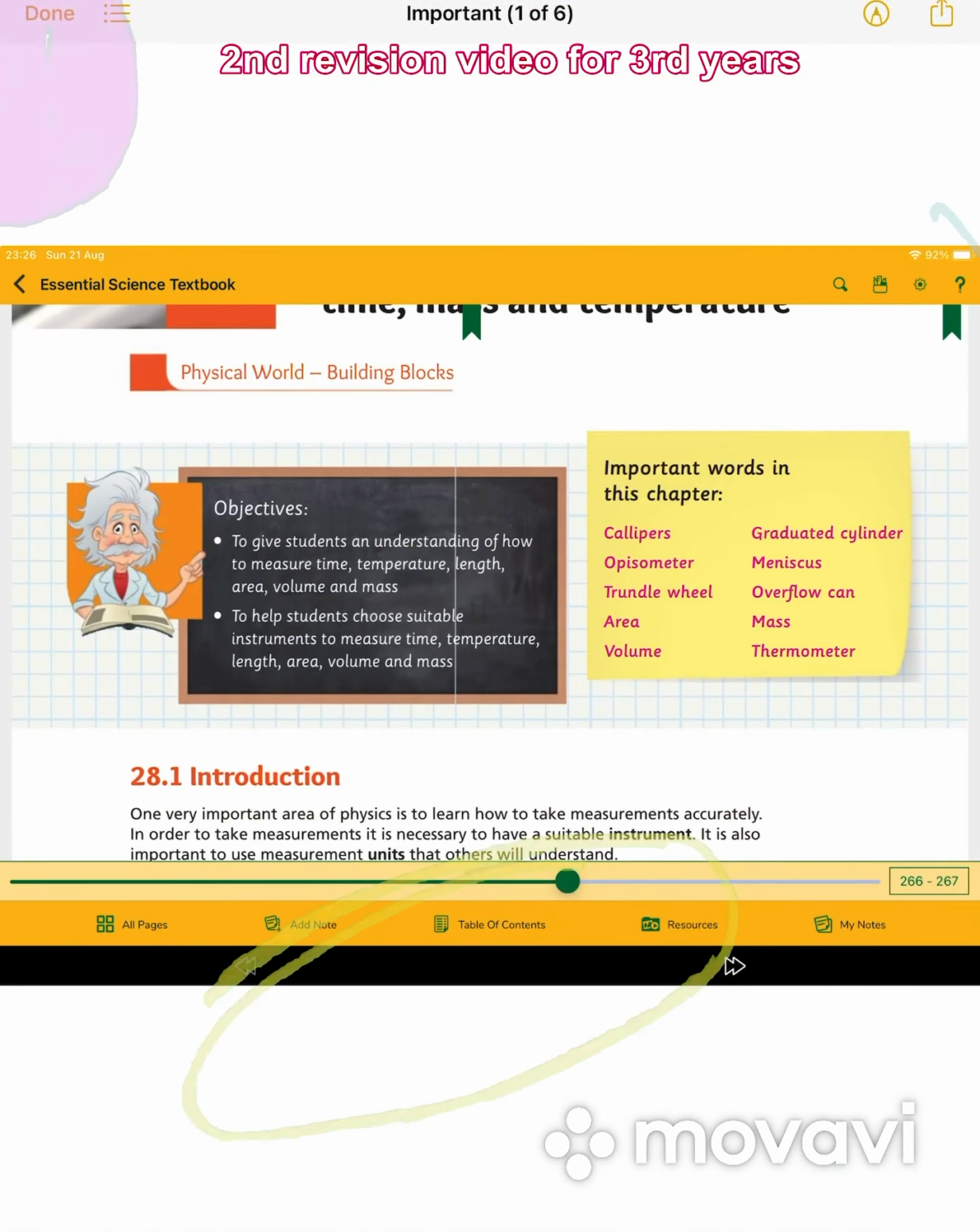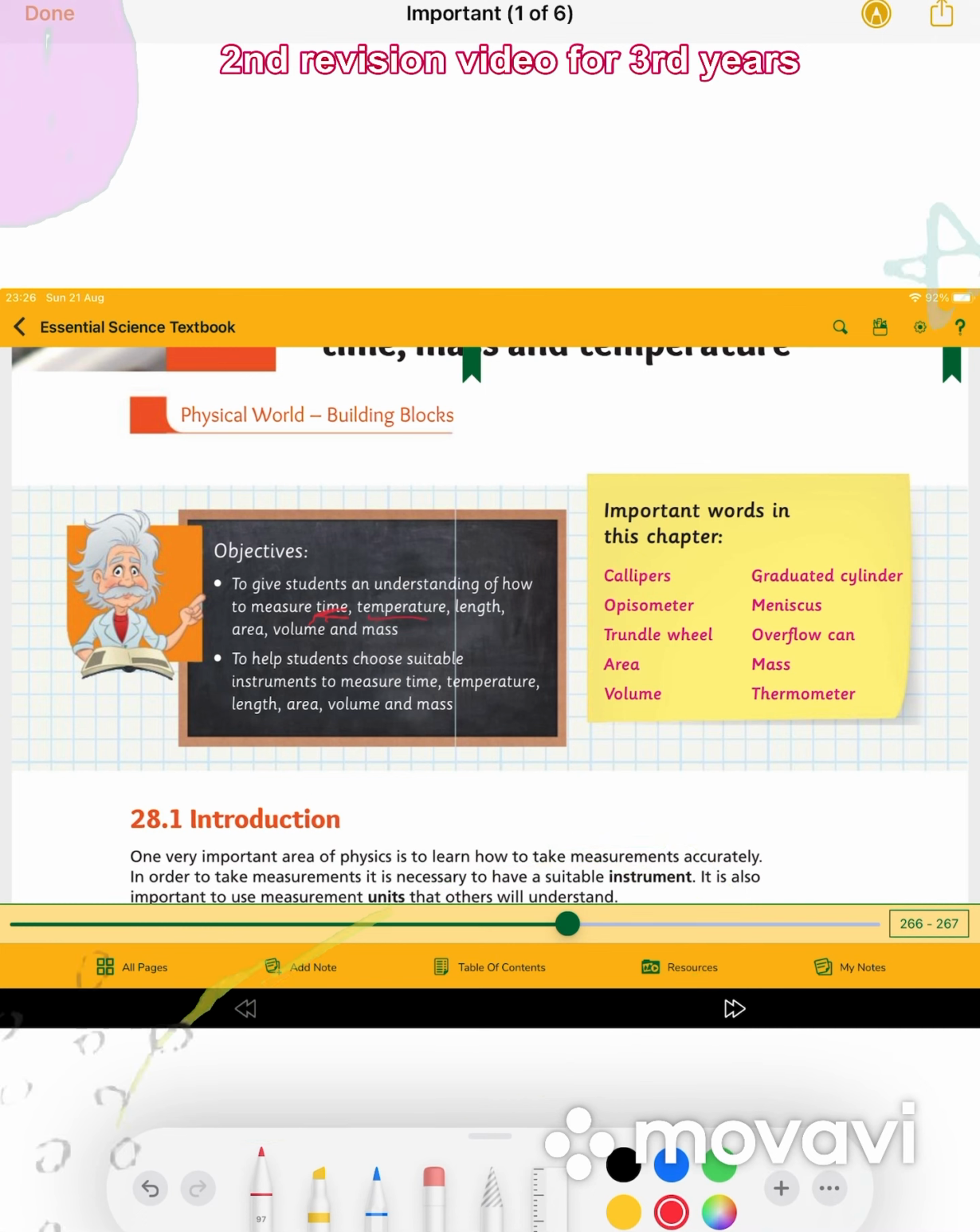So students have to have an understanding how to measure time, temperature, length, area, volume and mass. And also we're going to talk about density today as well. So you have to be able to think of suitable instruments to measure time, temperature, area, length, volume, mass, and be able to work out density as well.